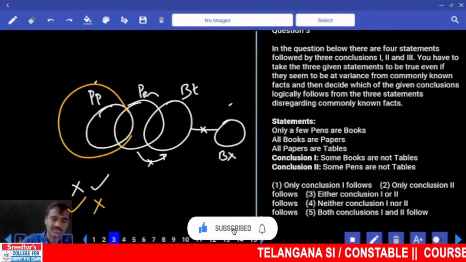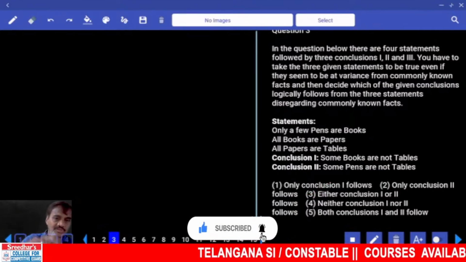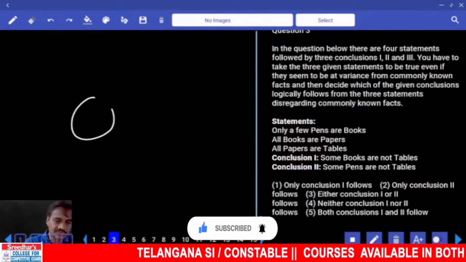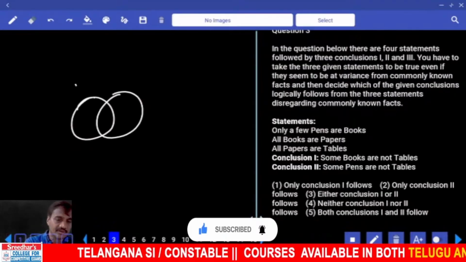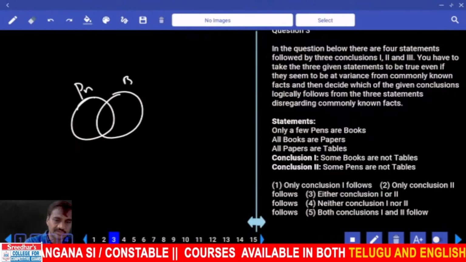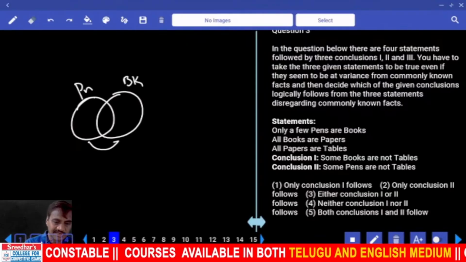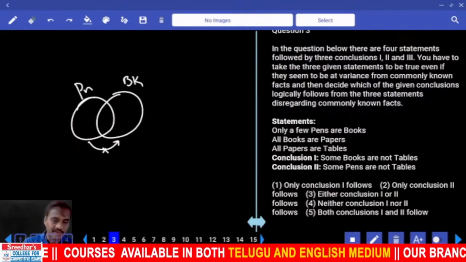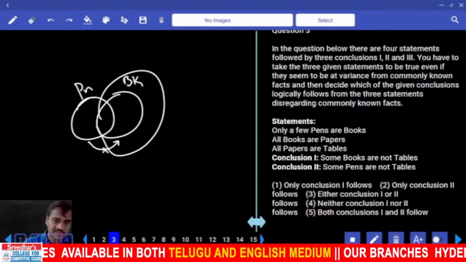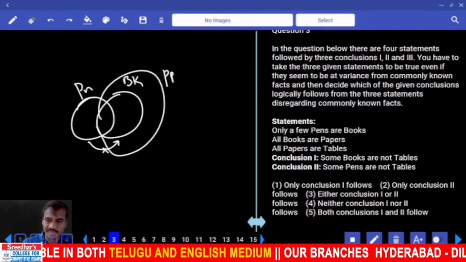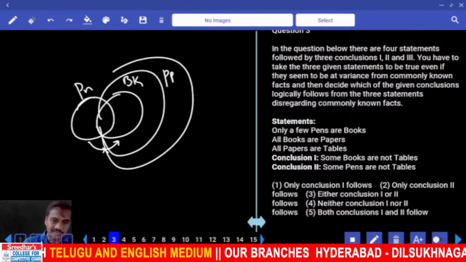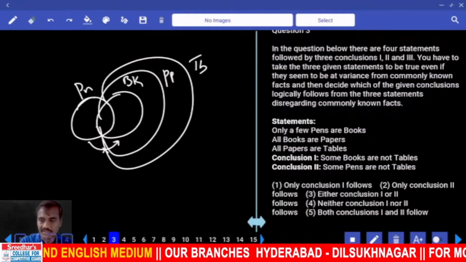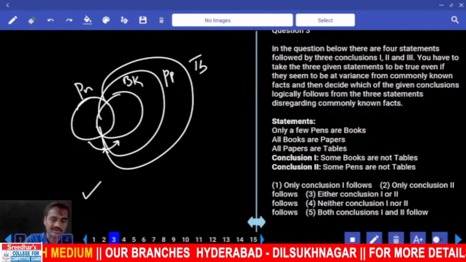Then coming to question number 3, only a few pens are books. Some of the pens are books but not all. Now these are the pens that are books but not all. Now this entire pen cannot be a part of book. And all these books are papers. All books are what? Papers. And all these papers are what? Tables. Then first one, some books are not tables, definitely true.